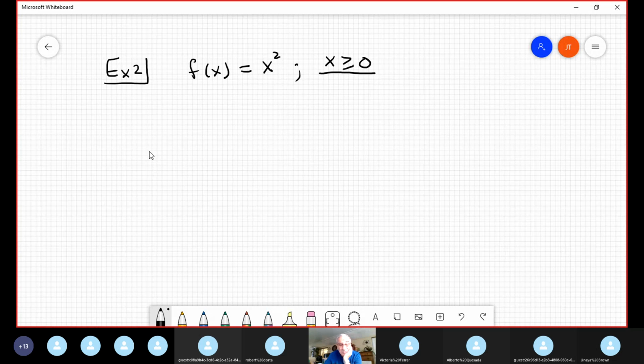Well, this is a restriction. This indicates the domain, that there is some restriction on the domain of f. Why is it important? Because remember the first step is to determine whether it's one-to-one or not.